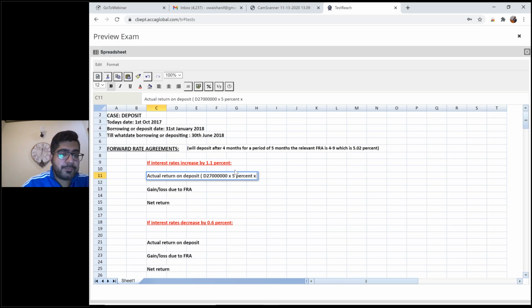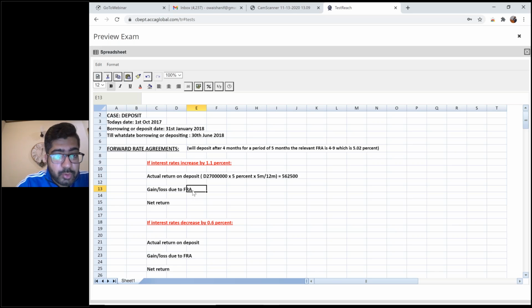So for how long are you depositing? If you apply 5% on 27 million dinar, that's per annum. You are not getting return for the whole year because you are not investing for the whole year. You're only investing for a time period of 5 months over 12 months. This will make it dinar 562,500. Get a picture of how this actual return on deposit is computed: amount dinar 27 million into rate of interest 5% into time period over 12.